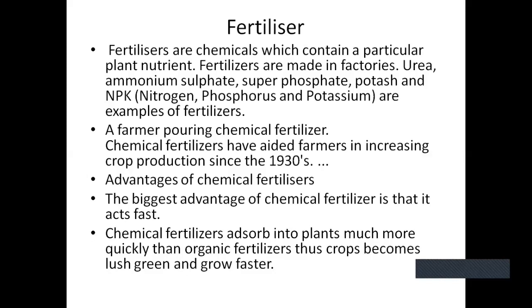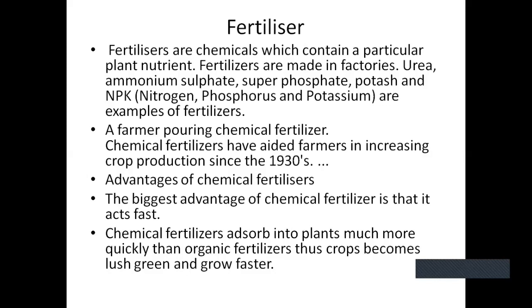For example, I hope you know the name urea, right? Ammonium sulfate, superphosphate, potash, NPK, 19-19 or 20-20, which is used in the garden usually, right? So NPK is N for nitrogen, P for phosphorus, and K for potassium, right? These are a few examples of chemical fertilizers.